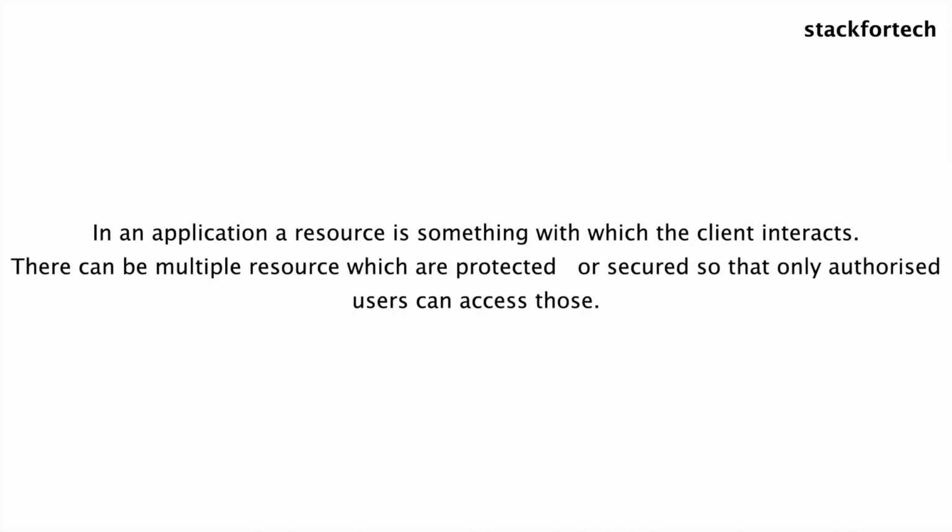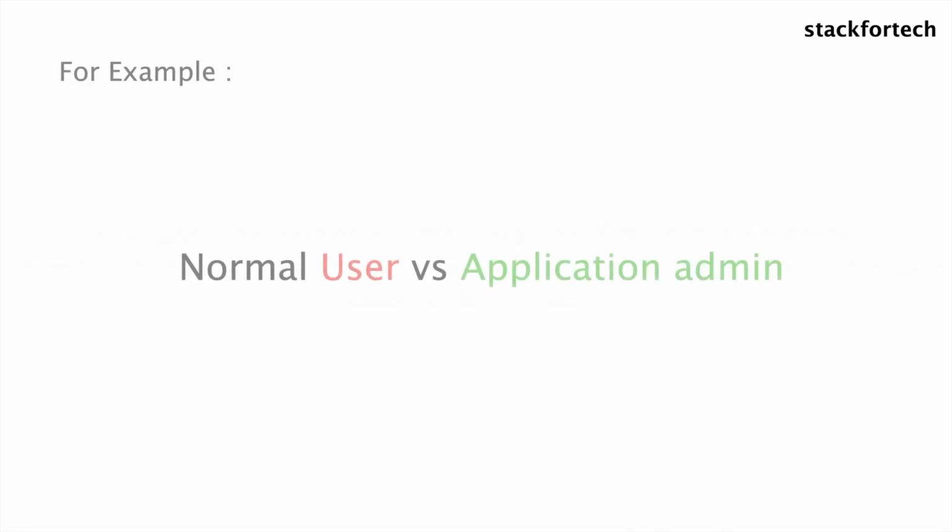In an application, a resource is something with which the client interacts, and there can be multiple resources available. Some of them are protected or secured so that only an authorized user can access those resources. A simple example would be a normal user and an application admin. As a normal user, you can access any of the functionality of that particular application, but you will not have access to the admin section of that application because you are not authorized to do so.